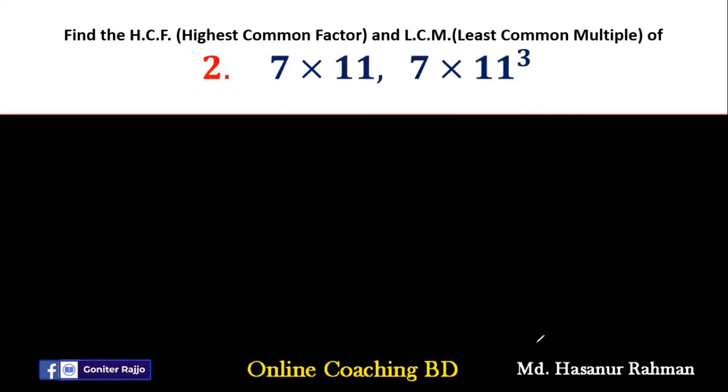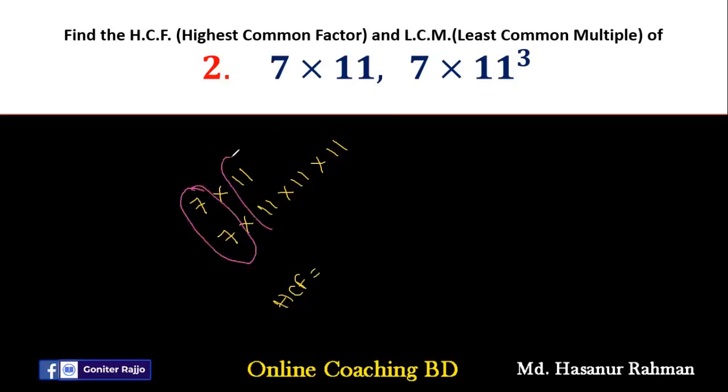Now number 2. Number 2 says 7 multiplied by 11 and 7 multiplied by 11 cube. So 7 multiplied by 11 and 7 multiplied by 11 cube will be written as 7 multiplied by 11 multiplied by 11 multiplied by 11. Now we can find out our HCF very easily. So at first we have to find out the common ones. This 7 is common, this 11 is common in both numbers. So HCF is 7 multiplied by 11, that is 77.